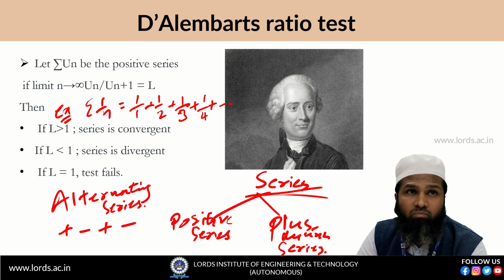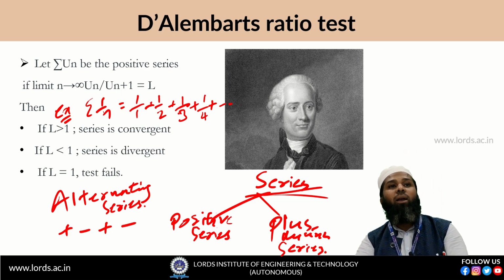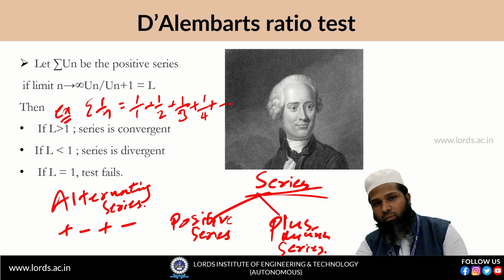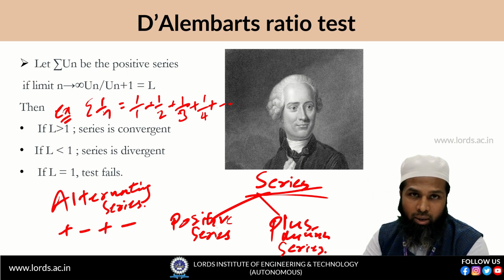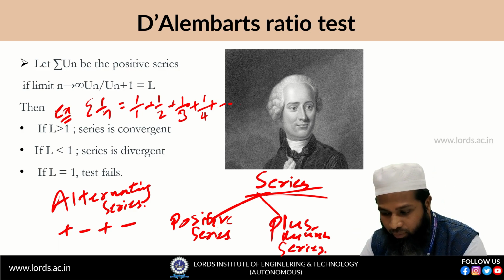Then based on the value of L, we have different conditions. If L is greater than 1, then the series is said to be convergent. If L is less than 1, then the series is said to be divergent. If L is equal to 1, the test fails. What does test fails mean? This test is not applicable, and you have to go for a different test. In sequence and series, we have a systematic procedure, and for when the test fails, we have a procedure also. So let us see one example on this. This is the one definition.